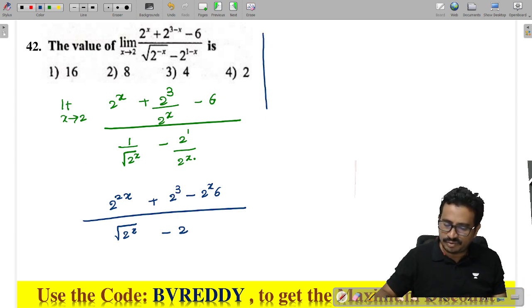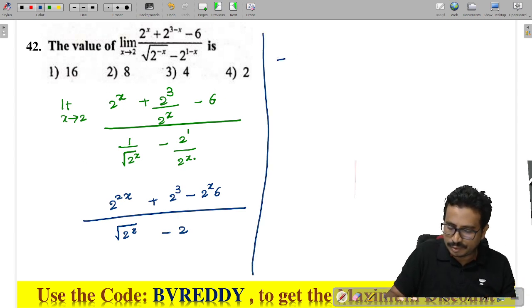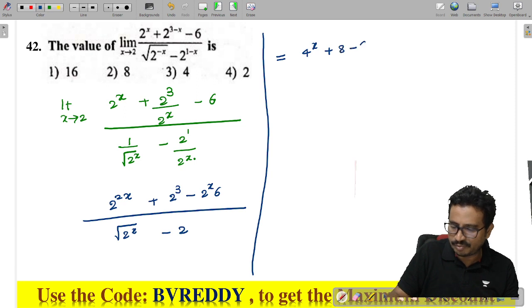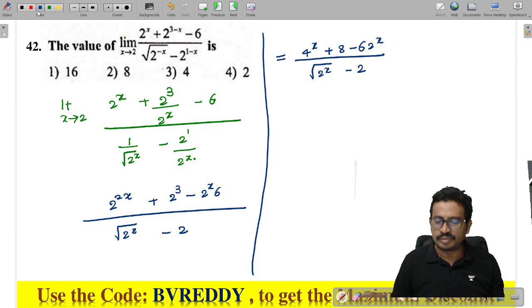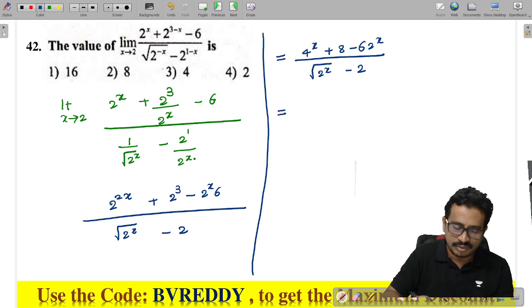Check this, all of you. So we get 4 power x plus 8 minus 6 into 2 power x, by square root of 2 power x minus 2. If I substitute the given x value directly, we get the 0 by 0 form. So can I go for L'Hospital's rule? We'll go for L'Hospital's rule now. Tell me what we'll get.